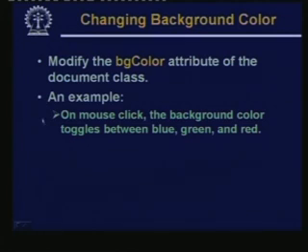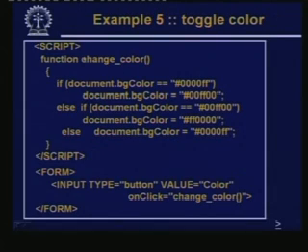Now, in this example we have written a JavaScript code which will toggle the background color between blue, green and red repeatedly as we click a particular button with the mouse, right. This is what we try to do. The code snippet is like this. The form portion is again the same: type is button, the label is color, and when you click with the mouse we call the function or method change color.